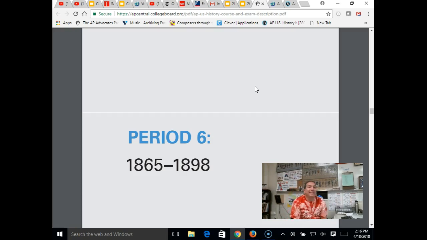Period 6 is going to be 1865 to 1898. This is the end of the Civil War through the start and the conclusion of the Spanish-American War, and so they're weaving all that stuff together. There's a weird overlap with period 7, where period 7 goes from 1890 to 1945.